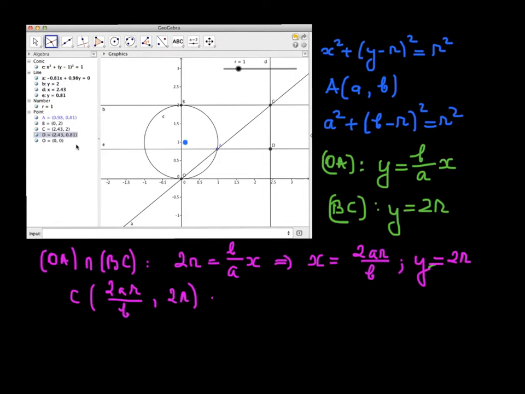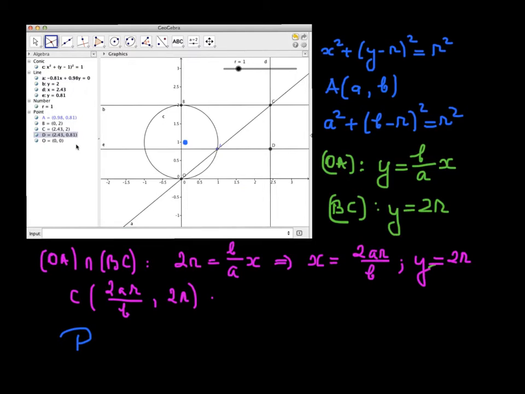Now look where point P is. Point P has the same x coordinate as the point C. For now it is called D. So it has the same x coordinate as point C, and its y coordinate is the same as the y coordinate of A, which was B.